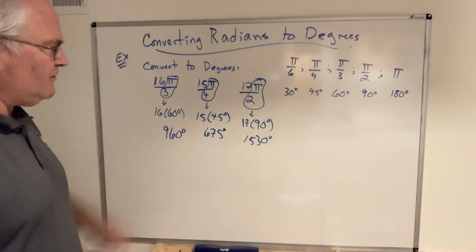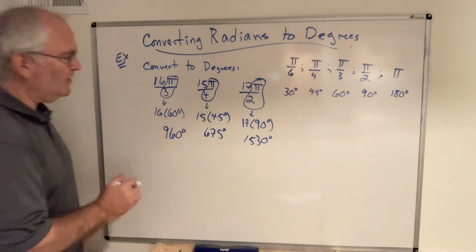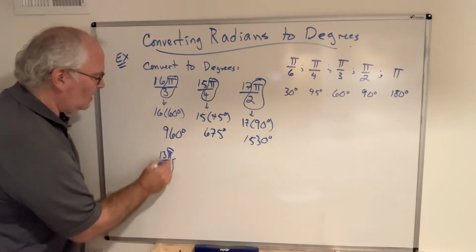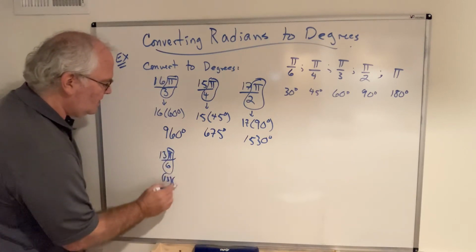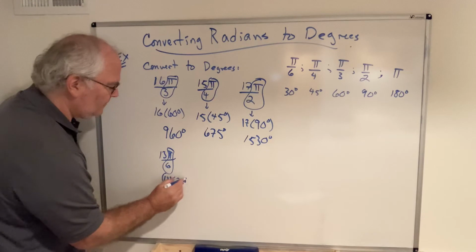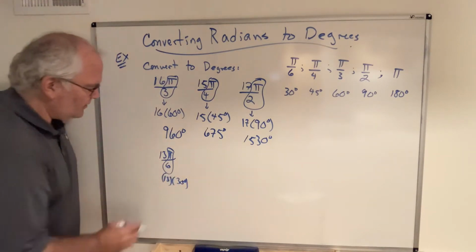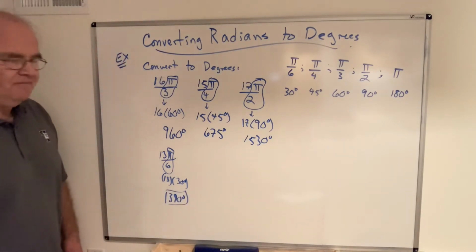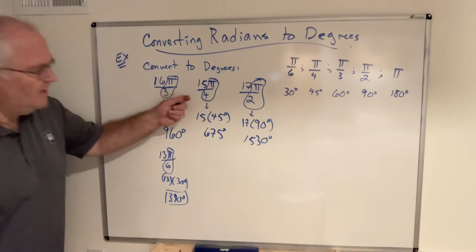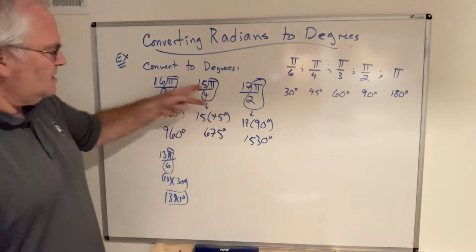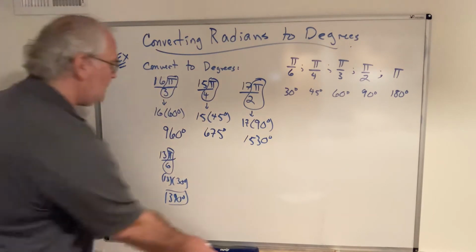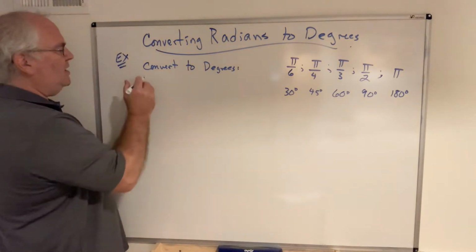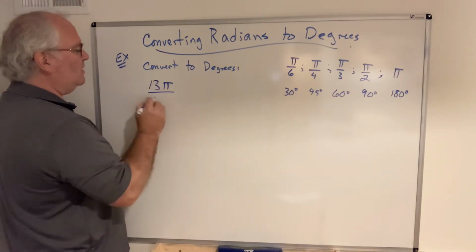It doesn't have to be big. It doesn't have to be small. It could be a small value. We could have 13 pi over 6. Well, that means 13 times pi over 6, which is 30 degrees. I know I can do 3 times 13 is 39. So this is 390 degrees, and that's all there is to it. So if it's an explicit multiple of one of these, that's the process. It's very straightforward.